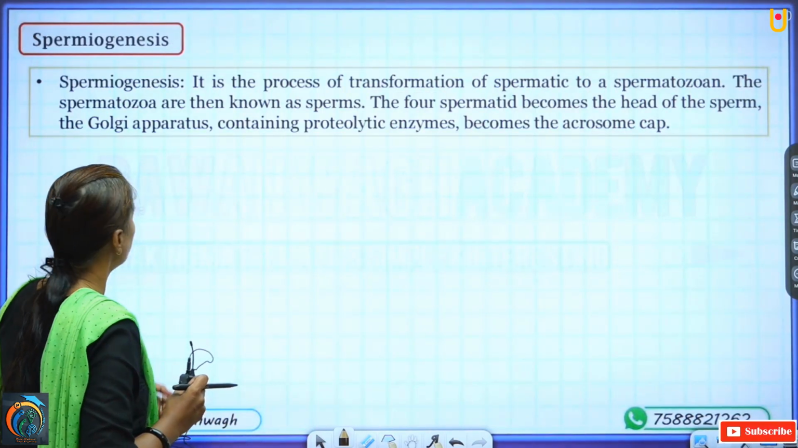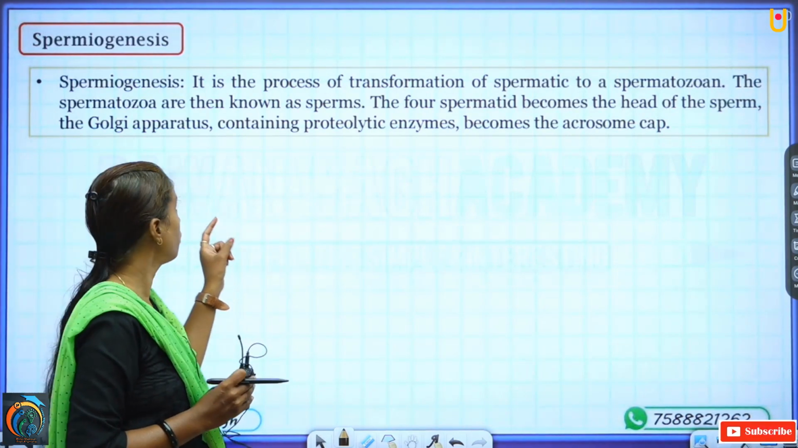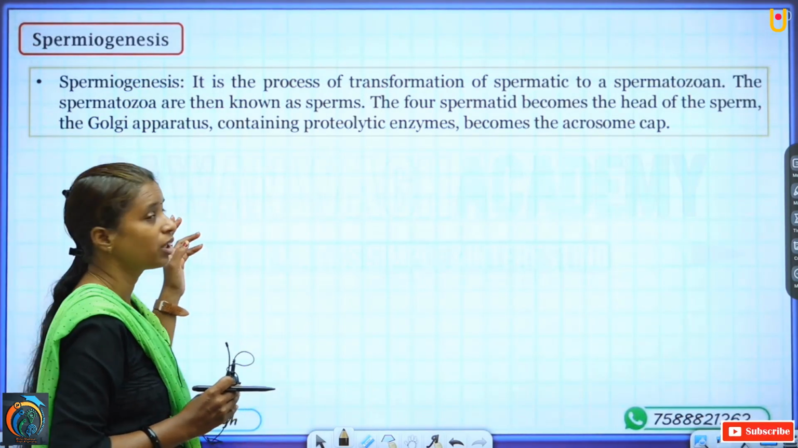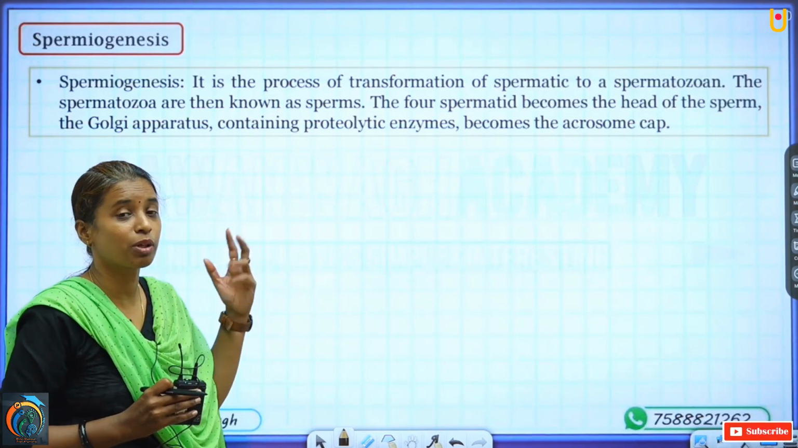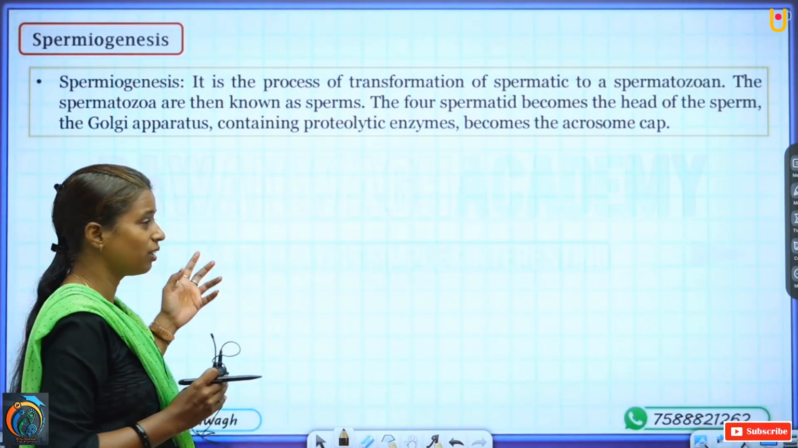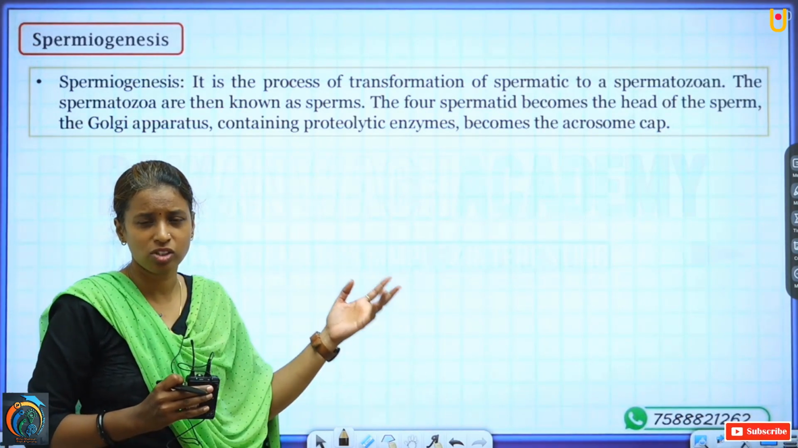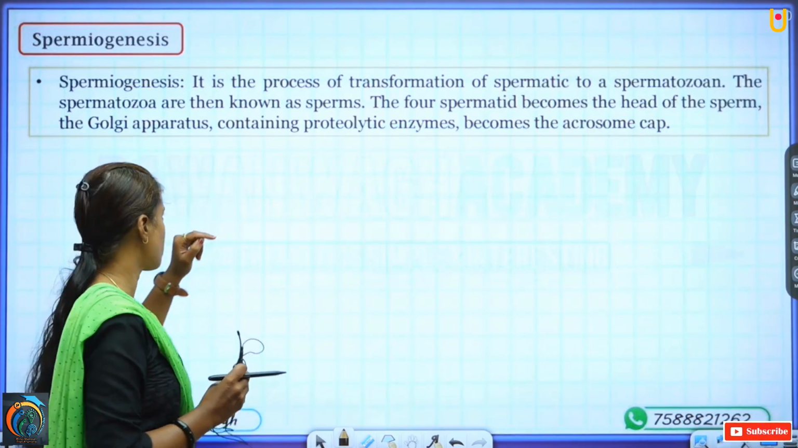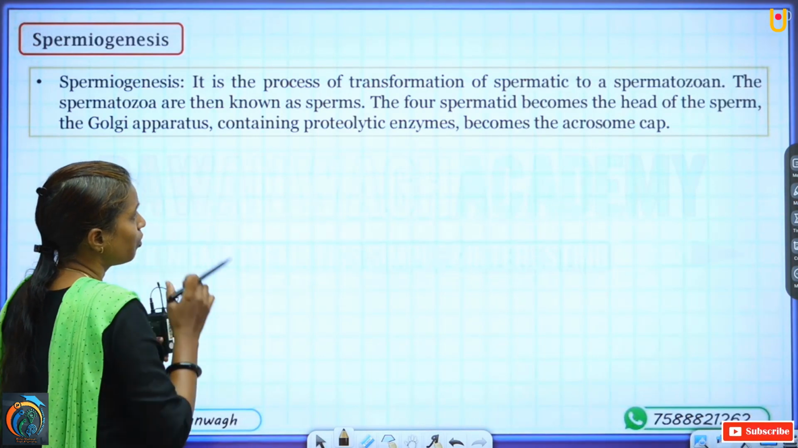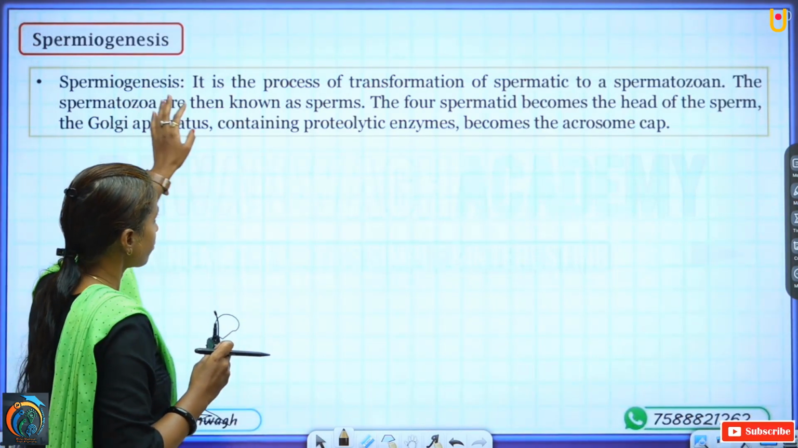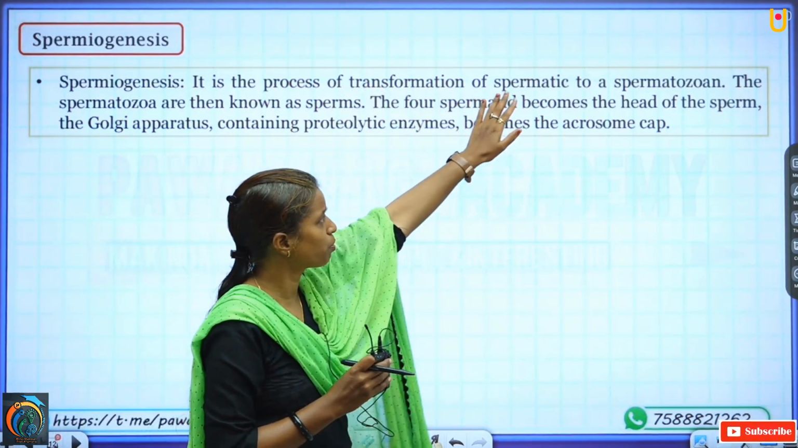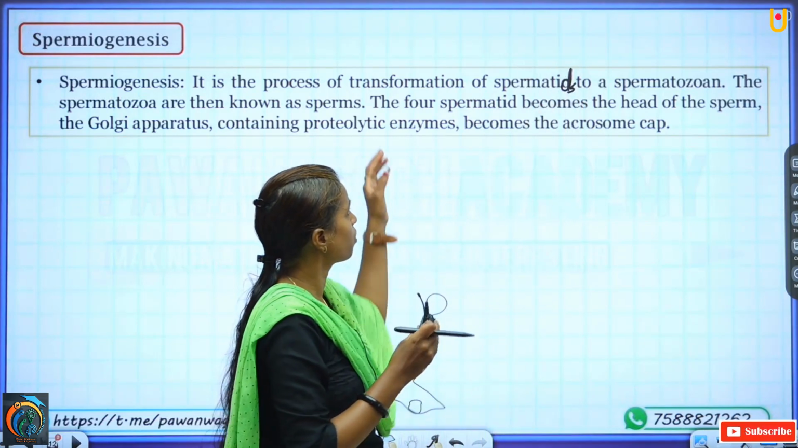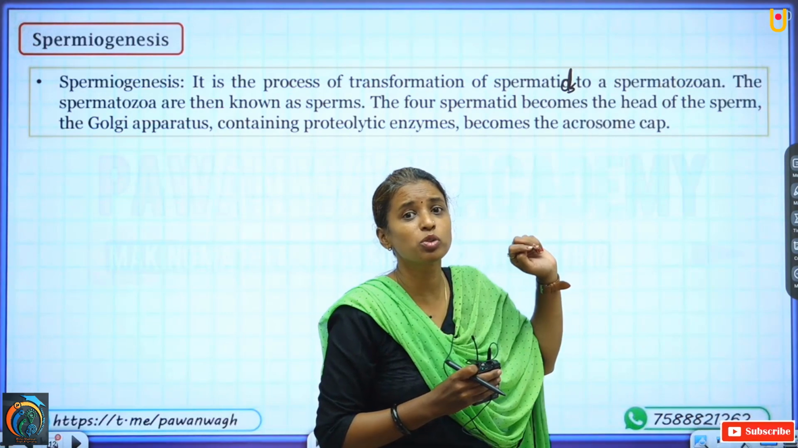Now see, we will discuss the process of spermiogenesis. Before that, we have discussed the process of spermatogenesis. There it has three phases: multiplication, growth and maturation. But now here we are going to discuss spermiogenesis. It is a process of transformation of spermatids to spermatozoa.